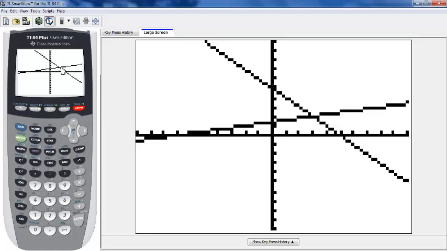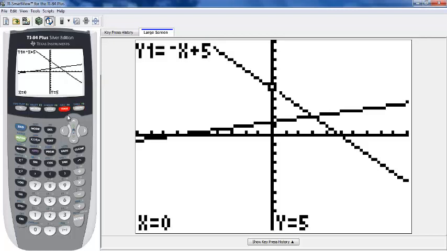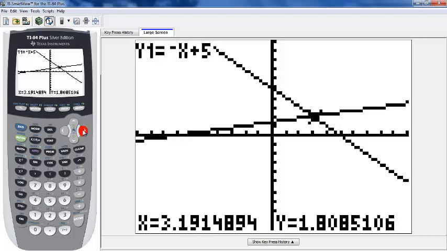Looks a little bit better on the actual calculator display than it does on the computer display. So if we look right here, we know our solution is approximately at this point. Two different ways I can do this. If I hit the trace button, you'll see a little cursor appear, and then I use just the little cursor pad here, and I move it to approximately where the intersection is. Looks like it's at about 3, 2, and this is not exact.